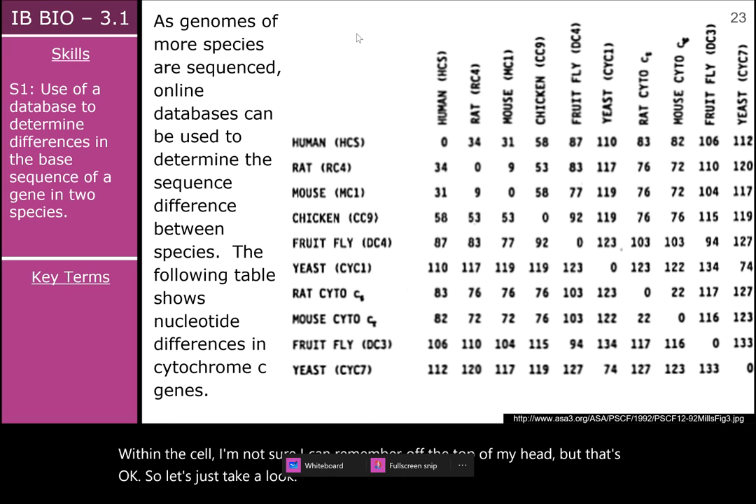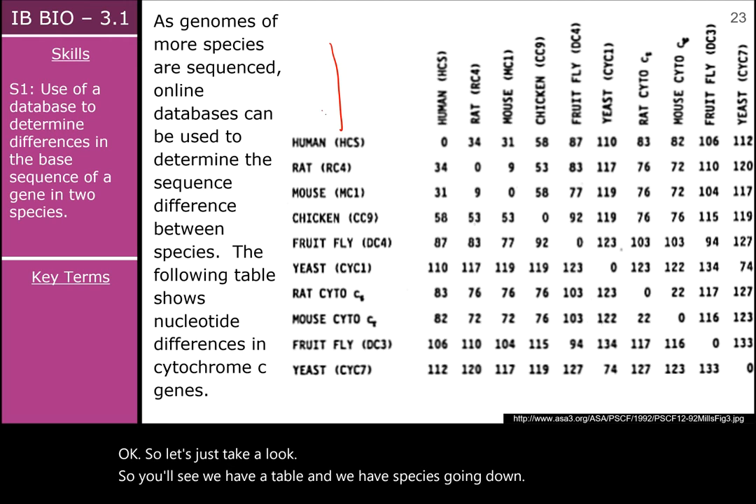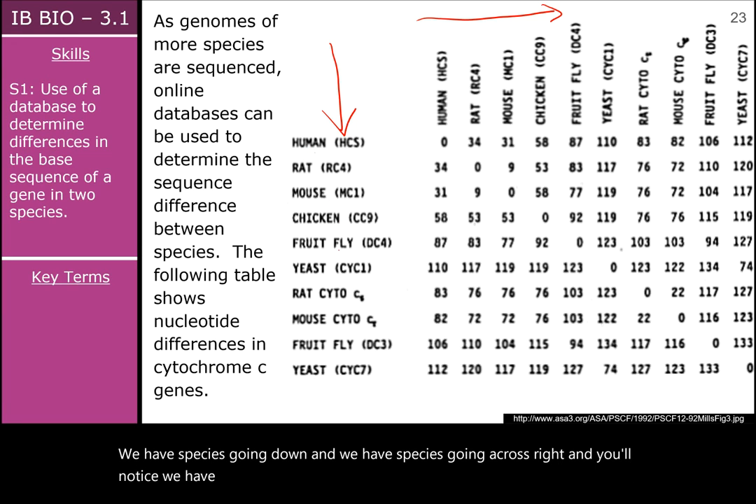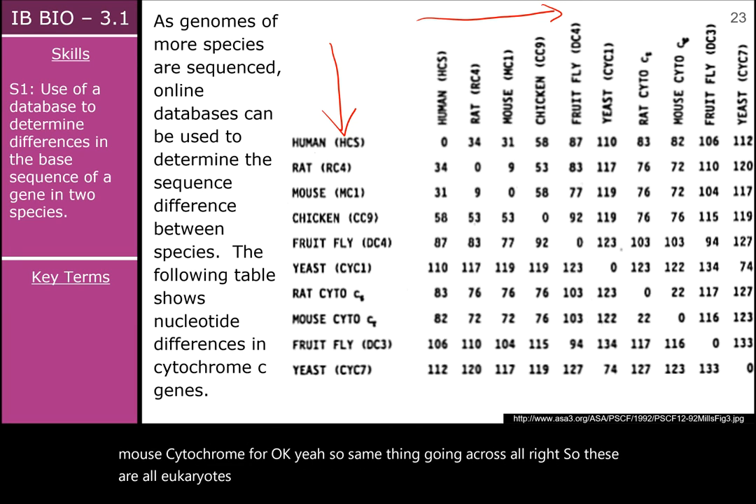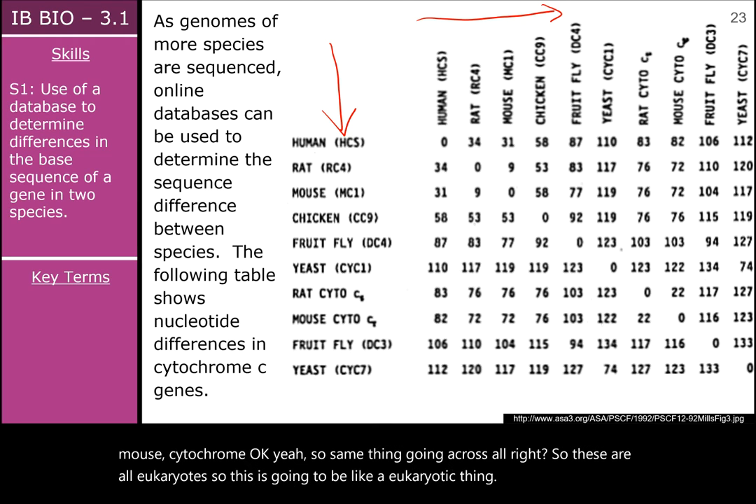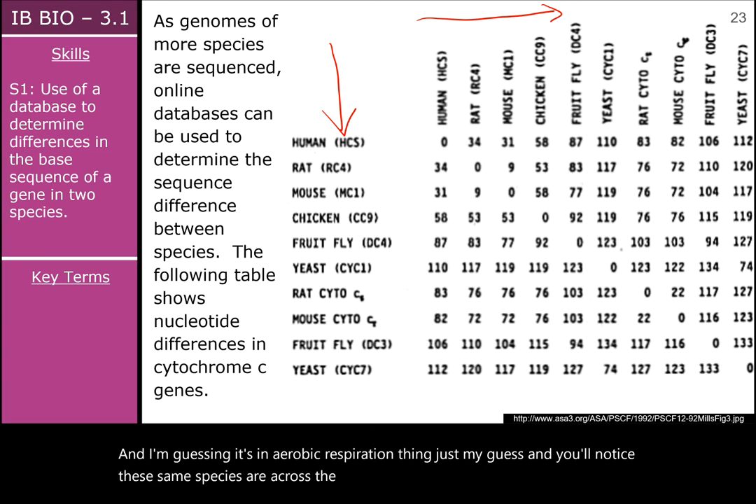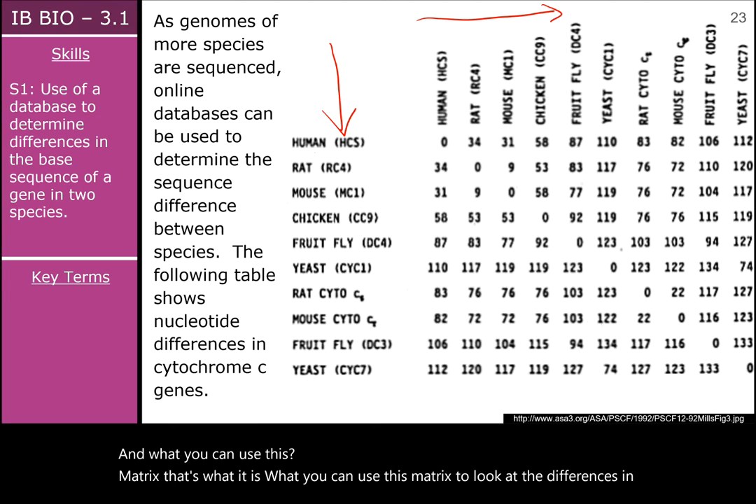So you'll see we have a table and we have species going down, and we have species going across, right? And you'll notice we have human, rat, mouse, chicken, fruit fly, yeast. Same thing going across. All right, so these are all eukaryotes. So this has got to be a eukaryotic thing. And I'm guessing it's an aerobic respiration thing. Just my guess. And you'll notice these same species are across the top. And what you can use this matrix for is to look at the differences in the number of base pairs. So I'll show you how this works.